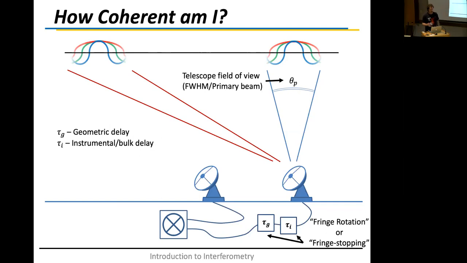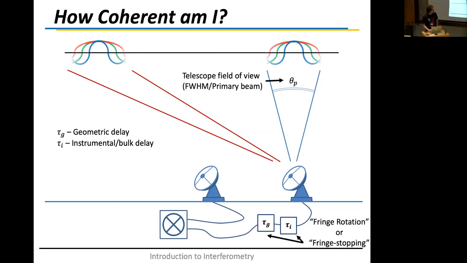Fringe-anything typically refers to something related to the fact that we change the delays to correct for the path length delay that can cause decoherence, basically. So the geometric delay is caused by the antennas being in different positions and the source being at different positions in the sky. The instrumental bulk delay: different cables can have different lengths, and so we have to compensate for that also.